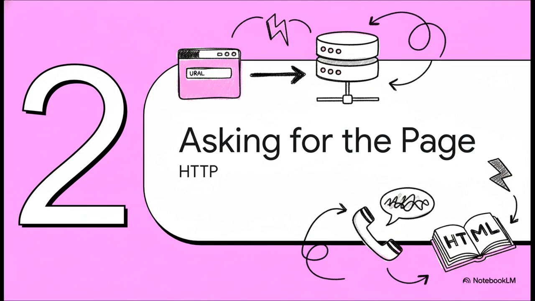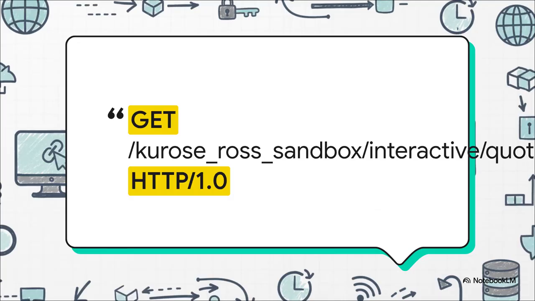And we do that using a protocol called HTTP, the Hypertext Transfer Protocol. And you know what? The request itself is surprisingly simple. It's not some complex code, it's just plain text. The first word, GET, is basically the browser saying, hey, can you please give me this thing? Then it specifies the exact file path it wants. It's a very direct and clear instruction.